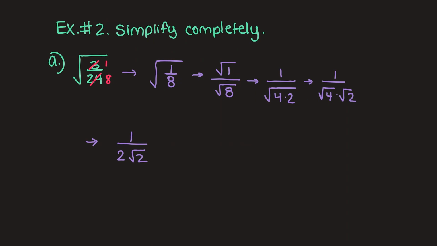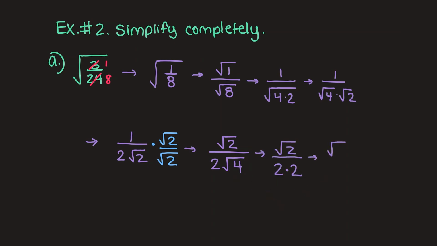The last thing we need to do to simplify this is to rationalize the denominator. So we can multiply by the square root of 2 over the square root of 2 in order to get a perfect square as our radicand. This then simplifies to the square root of 2 over 4.